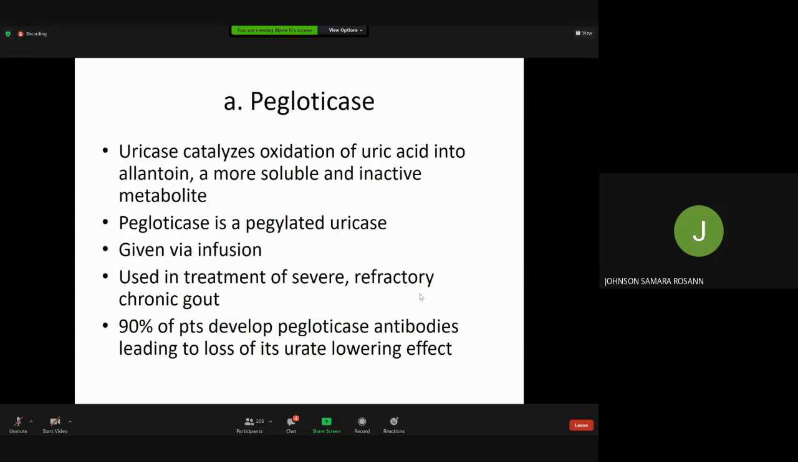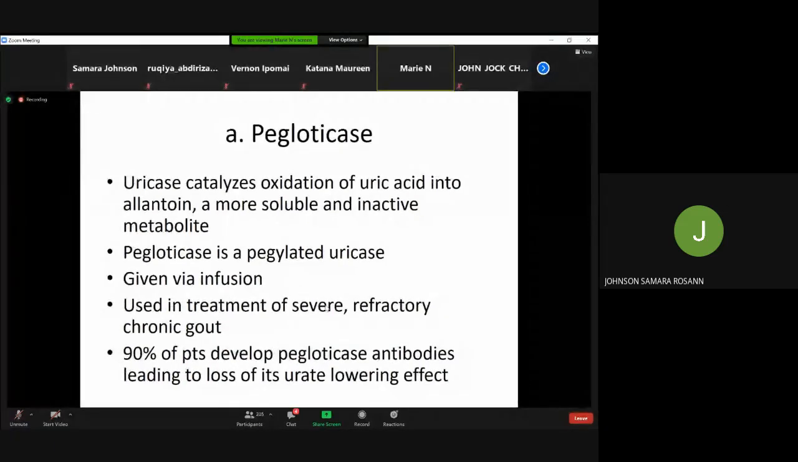Now, the problem with this agent, number one, I've already said it's pretty expensive. Number two is that it looks like a protein. It's a uricase. It's a peptide protein. 90% of patients will now start seeing it as a foreign body and start producing antibodies against it. So 90% of patients will develop antibodies against the pegloticase.